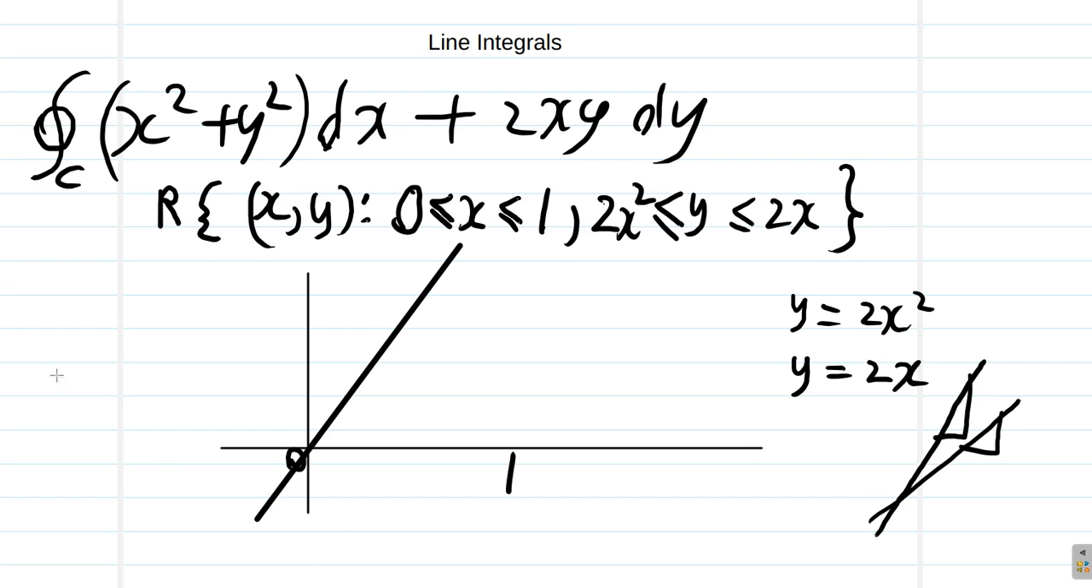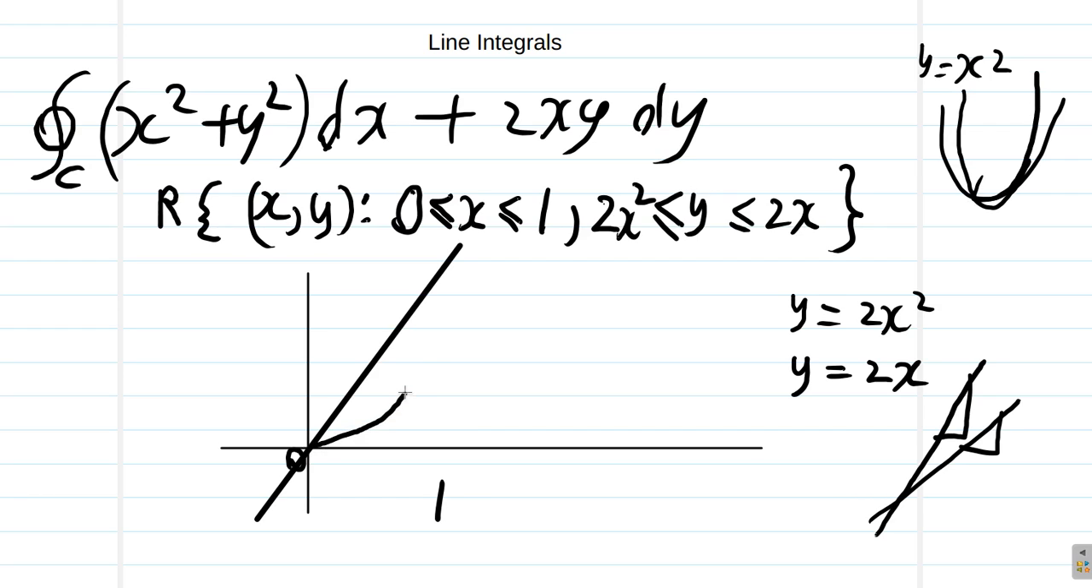Now, let me move this one a little closer. Okay. Y equals 2x. And then y equals 2x squared. You're expected to know that the basic equation of y equals x squared looks like this. So y equals 2x squared would be steeper, right? It's a bit steeper. So y equals 2x squared looks like this, right?